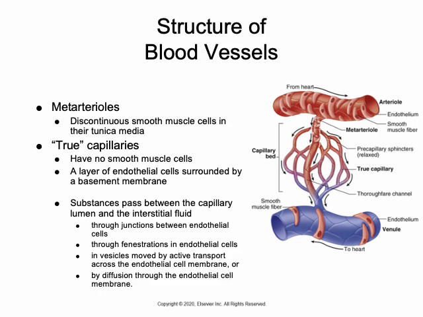When substances pass between the capillary lumen and the interstitial fluid, four things can occur. They can pass through junctions between endothelial cells. They can pass through fenestrations in the endothelial cells. They can pass in vesicles moved by active transport across the endothelial cell membrane, or by diffusion through the endothelial cell membrane.